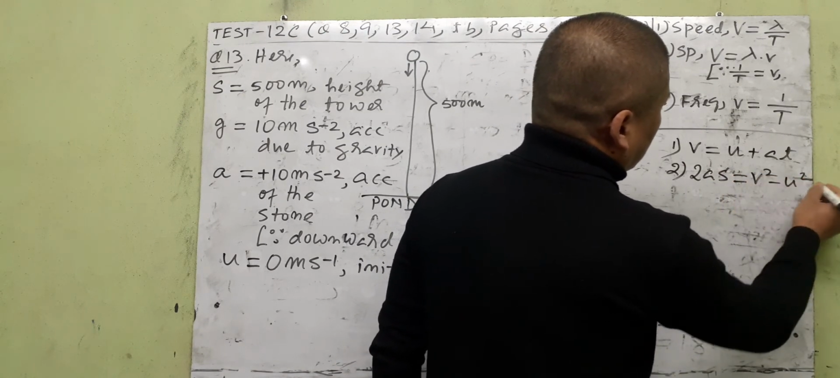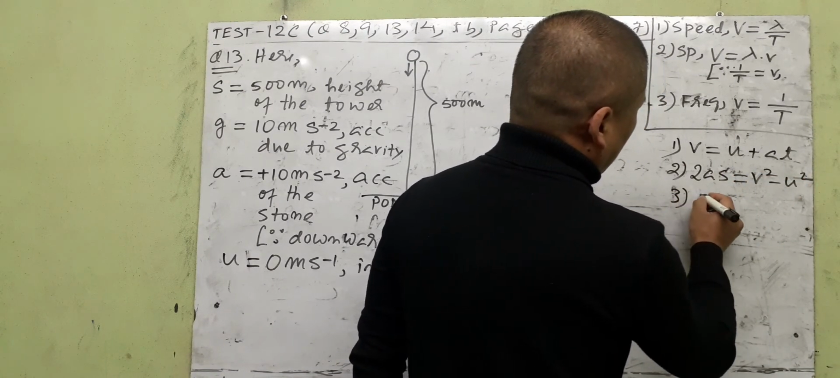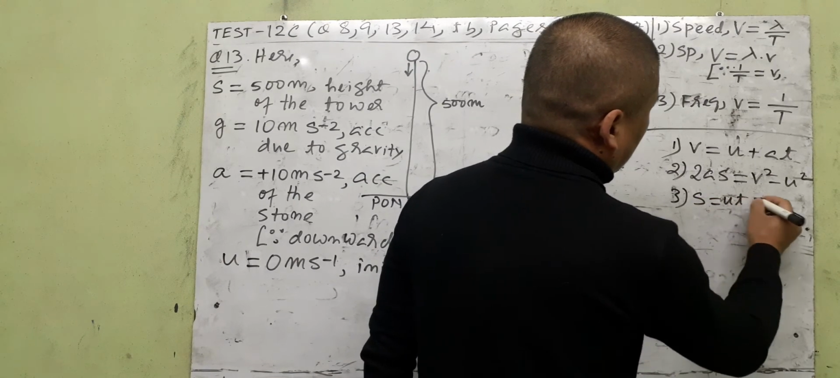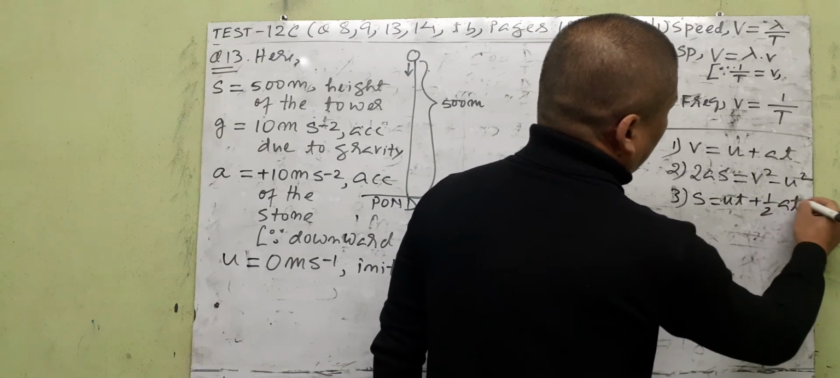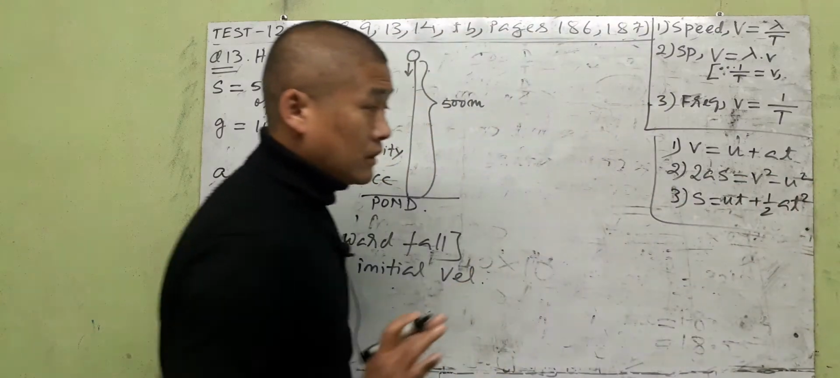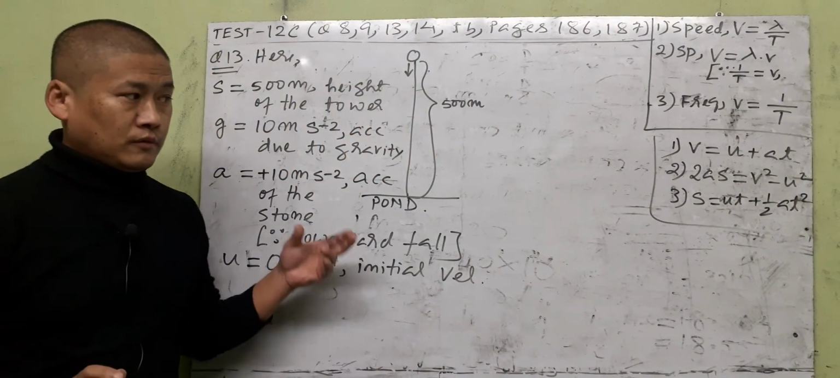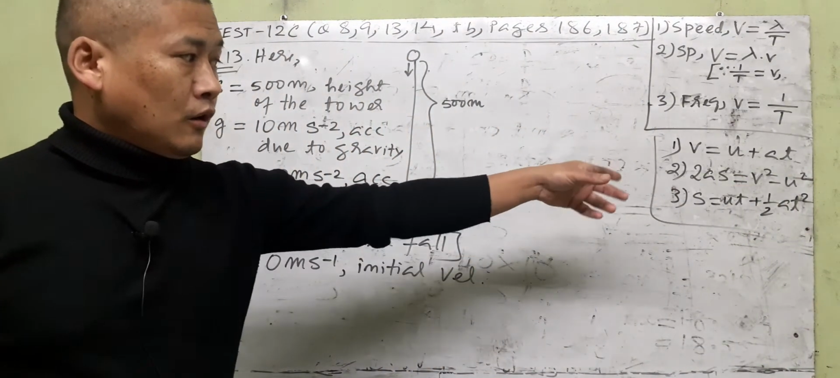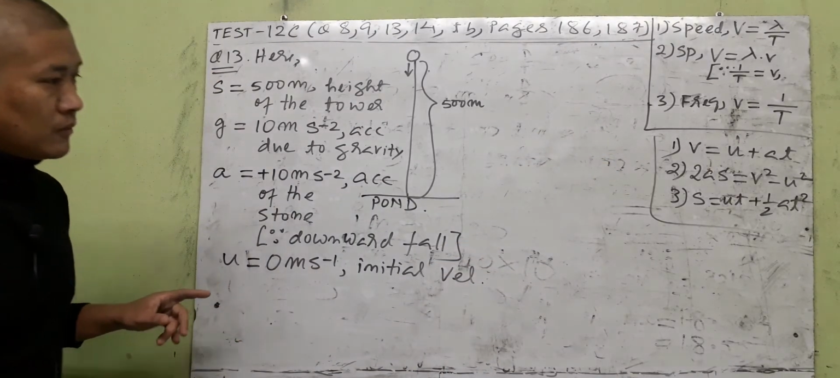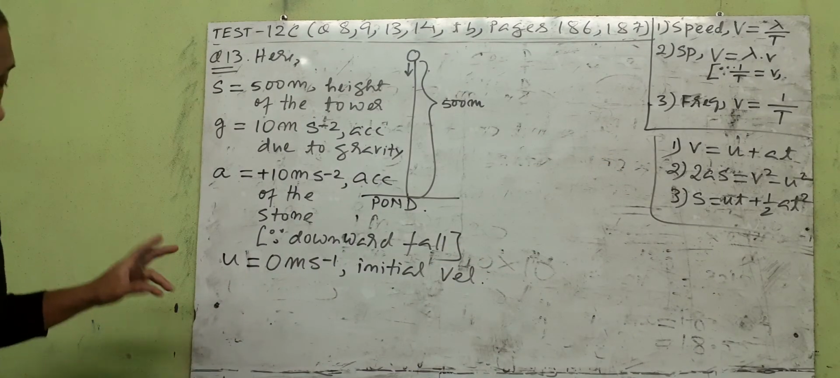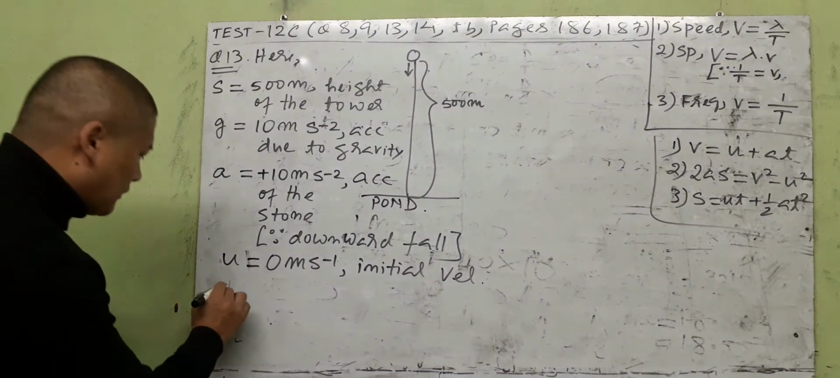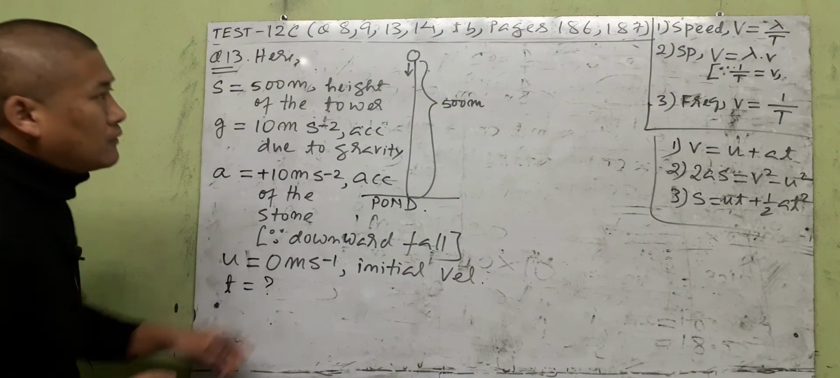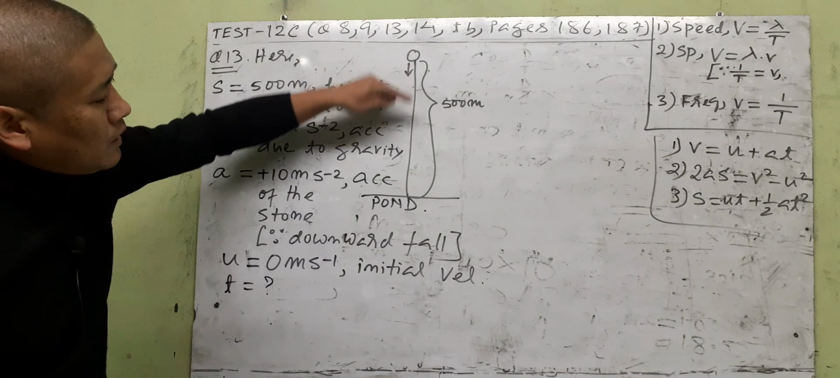2as is v square minus u square, and the third formula is s is equal to ut plus half at square. These are the three famous equations of motion of a uniformly accelerated object, right? So which formula is going to apply? We want to find the t here.